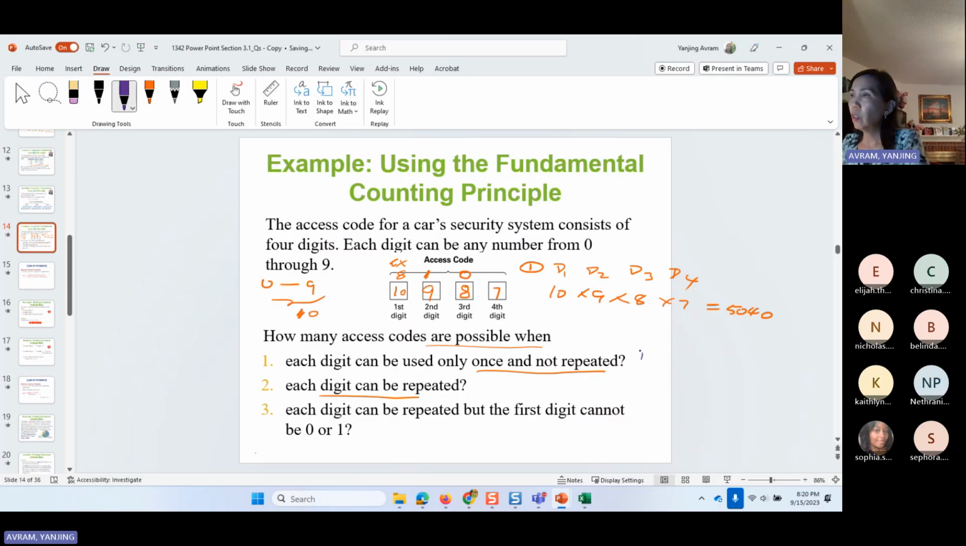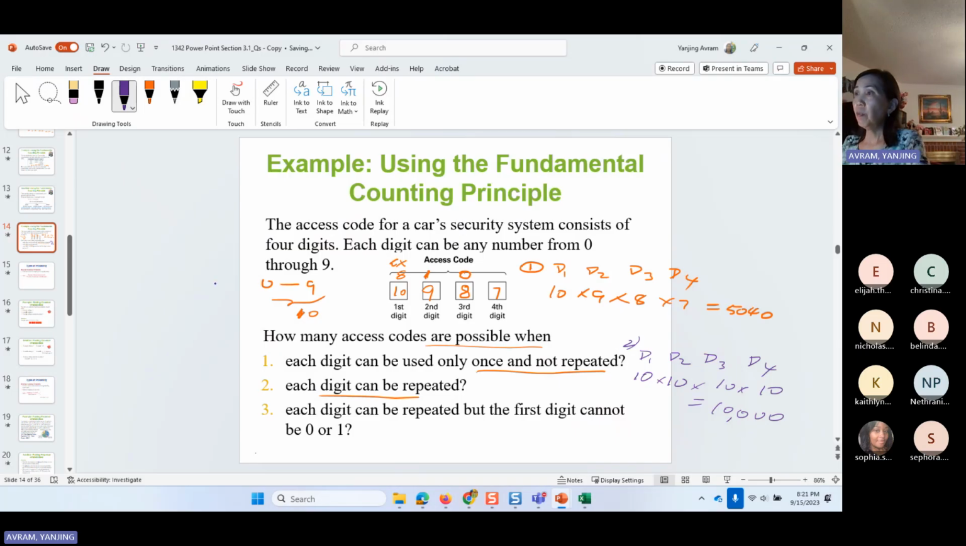Well, so 1, 2, 3, 4. Each digit can be repeated. So that's the second one. So the fourth digit, how many choices do you have? 10. Is that right? We just say from 0 to 9 is 10. Okay. So since this one you can repeat, how many digits can you have for the second one? Well, each one is going to be 10 because you can repeat. So that is 1, 2, 3, 4, 4 tens multiplied. So that's 10,000.